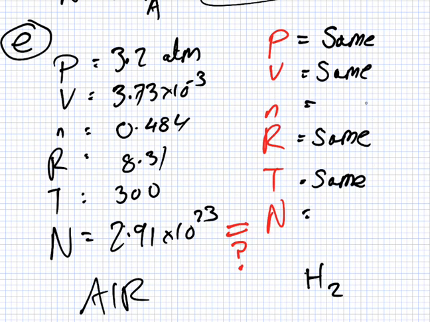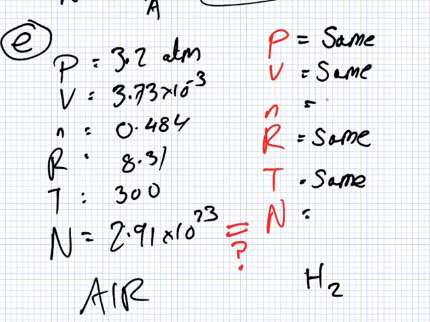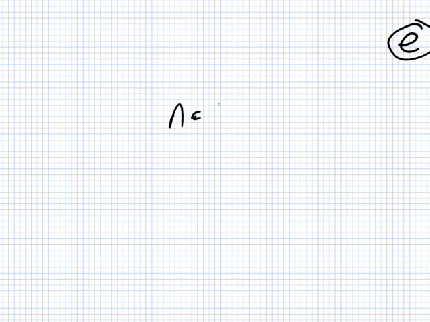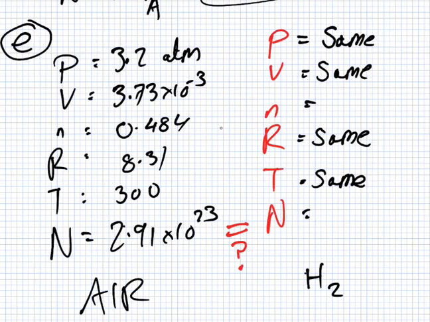Okay, so the question then is, would the number of moles be the same? What do you think? Yes, it would be. Because what's the formula? PV equals nRT. So what's the formula for n? n equals PV over RT. If all of these numbers are the same, then will the small n work out to be the same? Yeah. So this is the same. So then the big question is, is the big N the same? What do we think now?